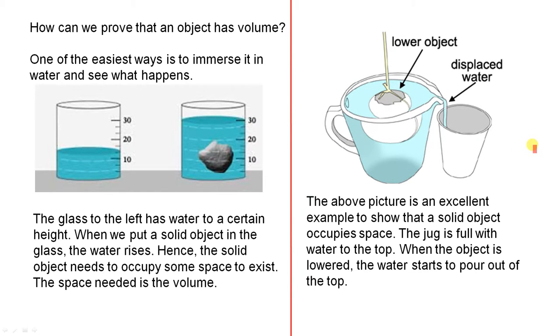Here's another way. The above picture is an excellent example to show that a solid object occupies space. The jug is full with water to the top. So initially that jug there has water right to the top. When the object is lowered, the water starts to pour out of the top. So as you lower the object, this water starts to pour out. Again, that proves that the object has volume. It occupies space. Another very good experiment to do with students.